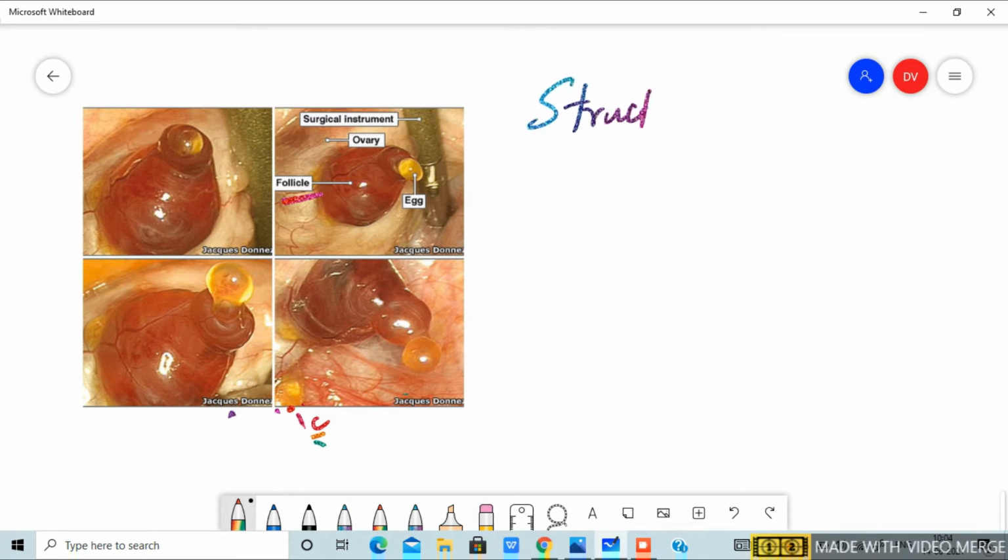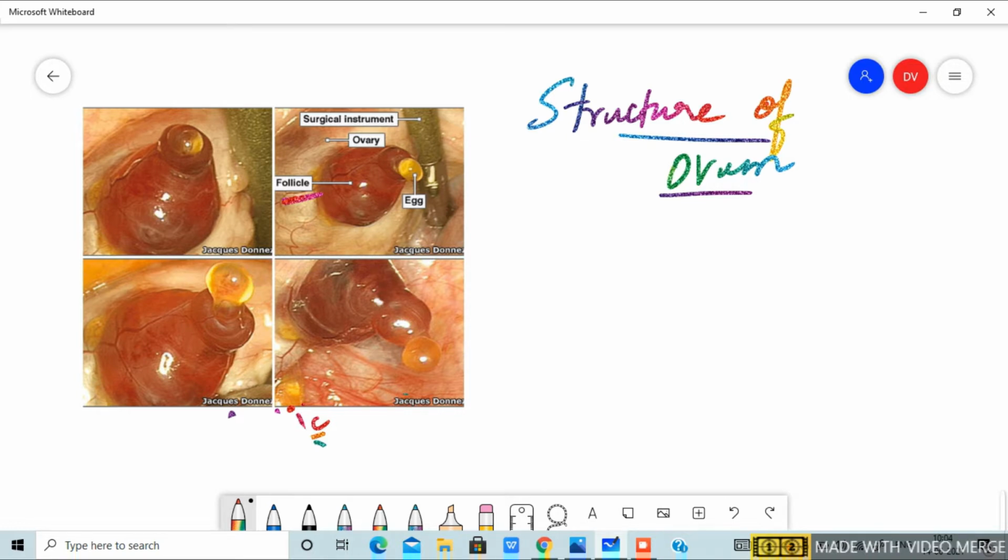Today we are going to learn about the structure of the ovum. I have already taught you about this in oogenesis, but it was not very clear. So I have taken this topic so that you can understand the structure very well.